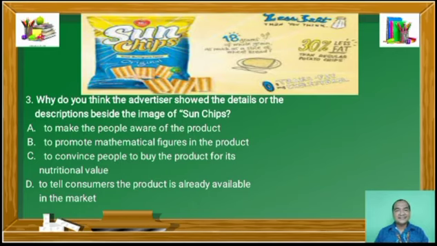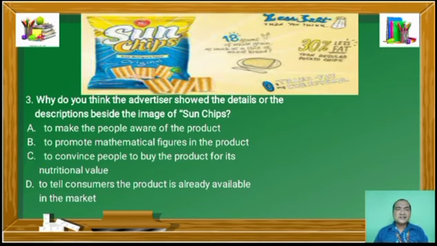Letter B, to promote mathematical figures in the product. Letter C, to convince people to buy the product for its nutritional value. Letter D, to tell consumers the product is already available in the market. What is your answer? Alright, if your answer is letter C, you're correct.